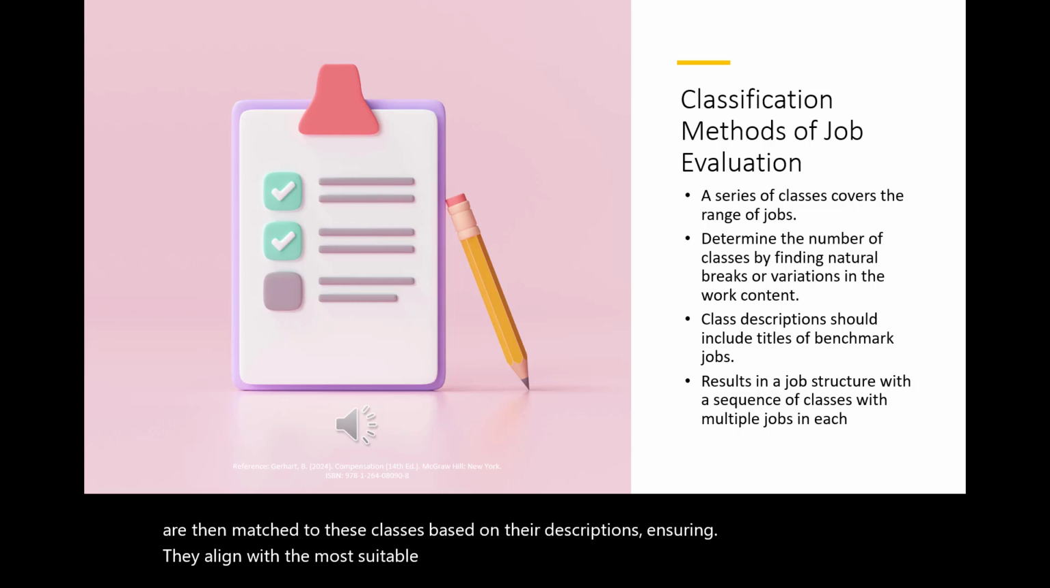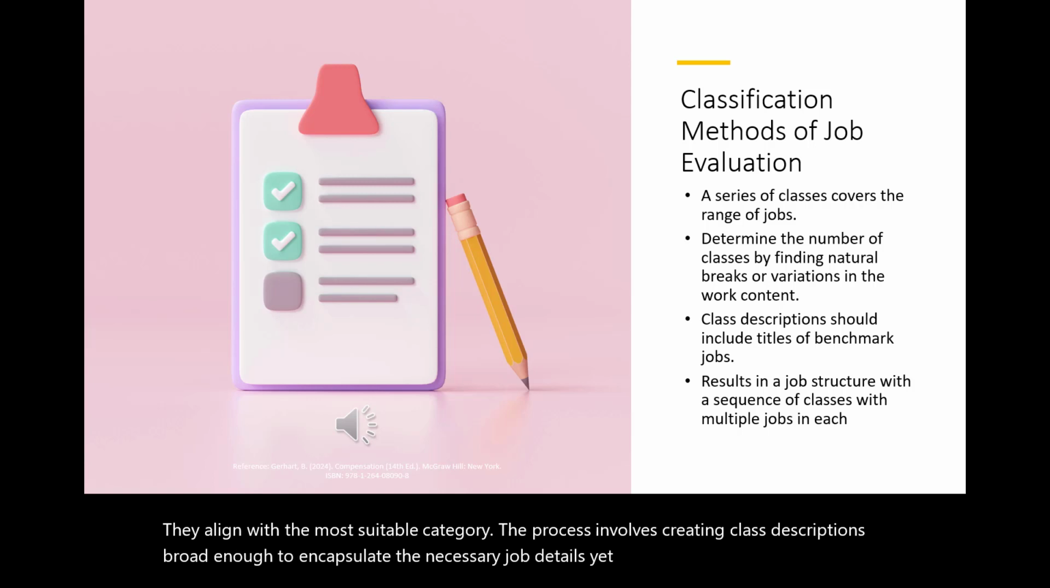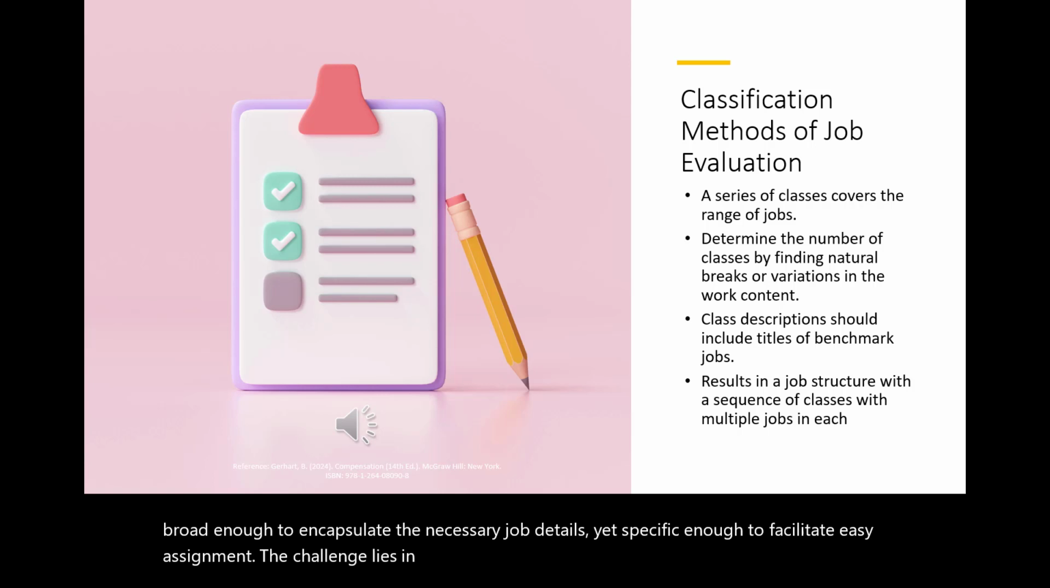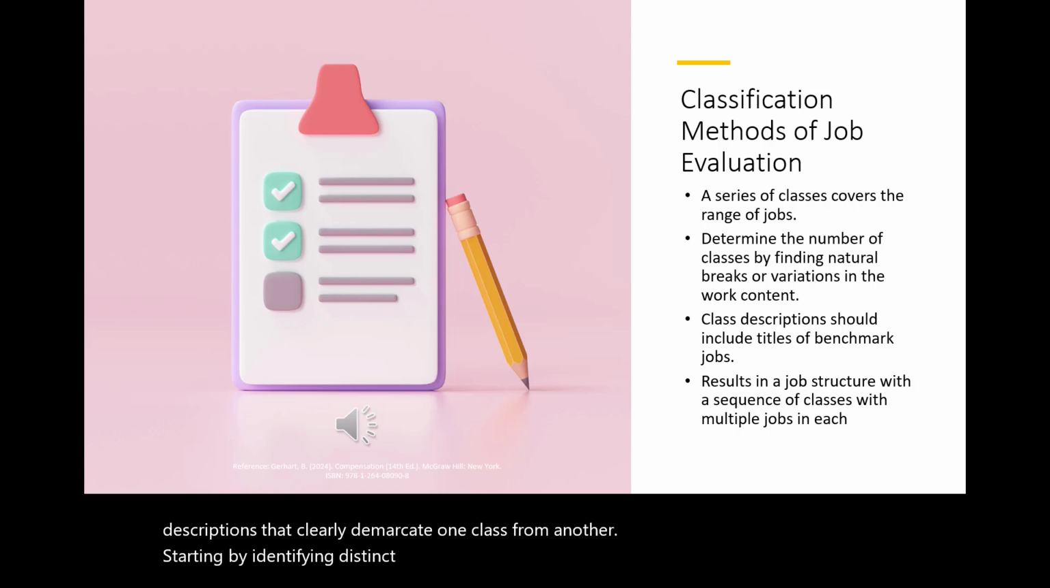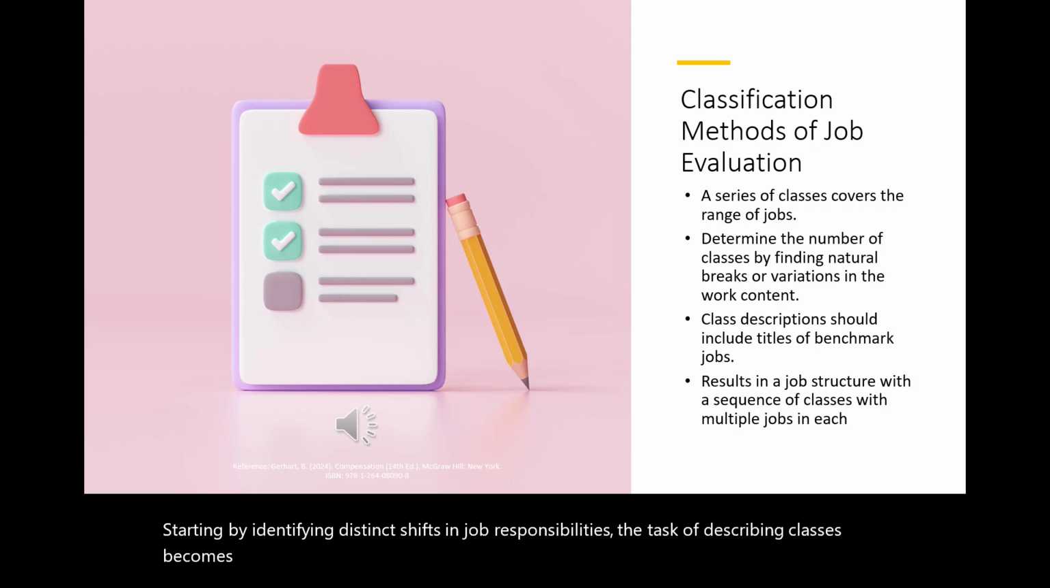The process involves creating class descriptions broad enough to encapsulate the necessary job details, yet specific enough to facilitate easy assignment. The challenge lies in determining the appropriate number of classes and crafting descriptions that clearly demarcate one class from another, often starting by identifying distinct shifts in job responsibilities. The task of describing classes becomes complex when they encompass a wide array of job families under a single scheme. Benchmark job titles are used to provide clarity.